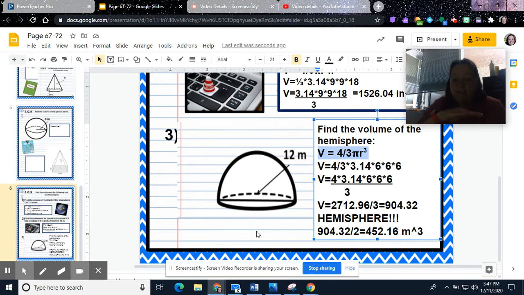But since it's a hemisphere, that's half of a sphere. So it's only going to have half of the volume. So you'll take your answer, divide by 2, and you should get 452.16. Please let me know if I can help.